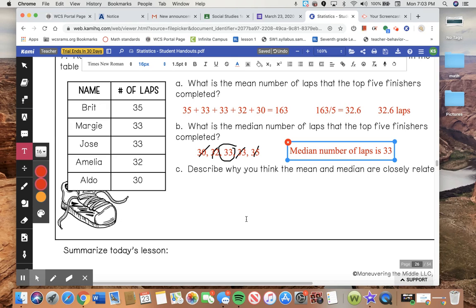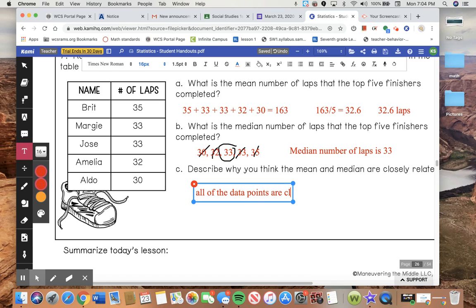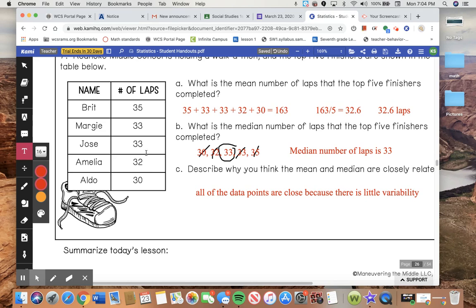And the last question says, describe why you think the mean and median are closely related. Well, you could say that all of the data points are close because there is little variability. Because they're all very similar. We have 30, 32, 33, 33, 35. There's not much of a difference. So that is why our median and mean are closely related.